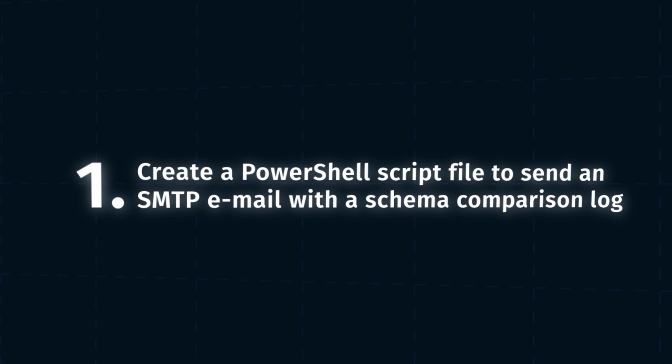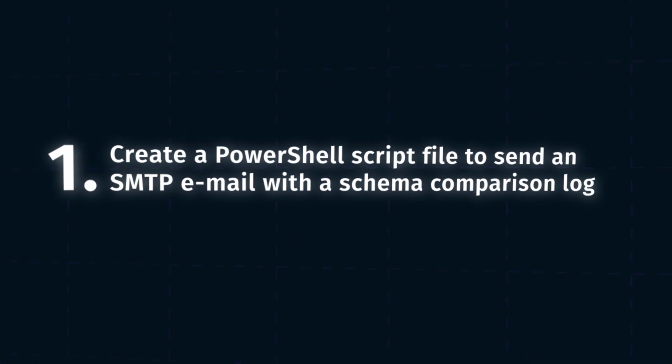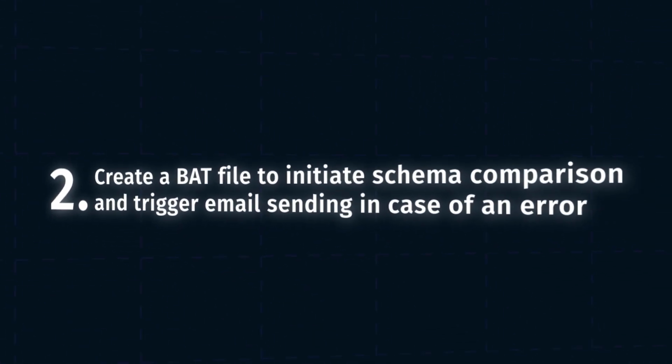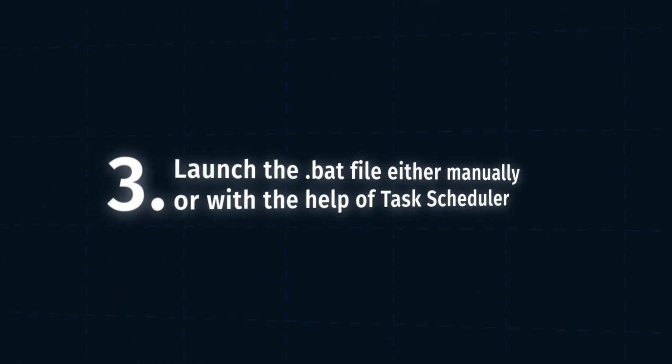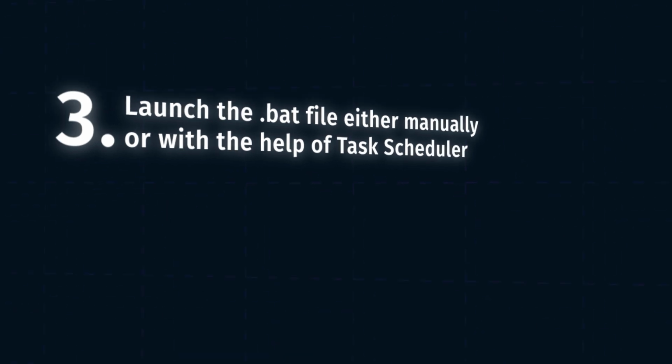Now let's discuss the overall workflow. First, we will create a PowerShell script file that sends an SMTP email with a schema comparison log attached. Next, we will create and save a .bat file that initiates schema comparison and triggers email sending in case a certain exit code is returned. And finally, we will run that .bat file. The .bat file does not necessarily need to be run manually. You can schedule its execution using any task scheduler.